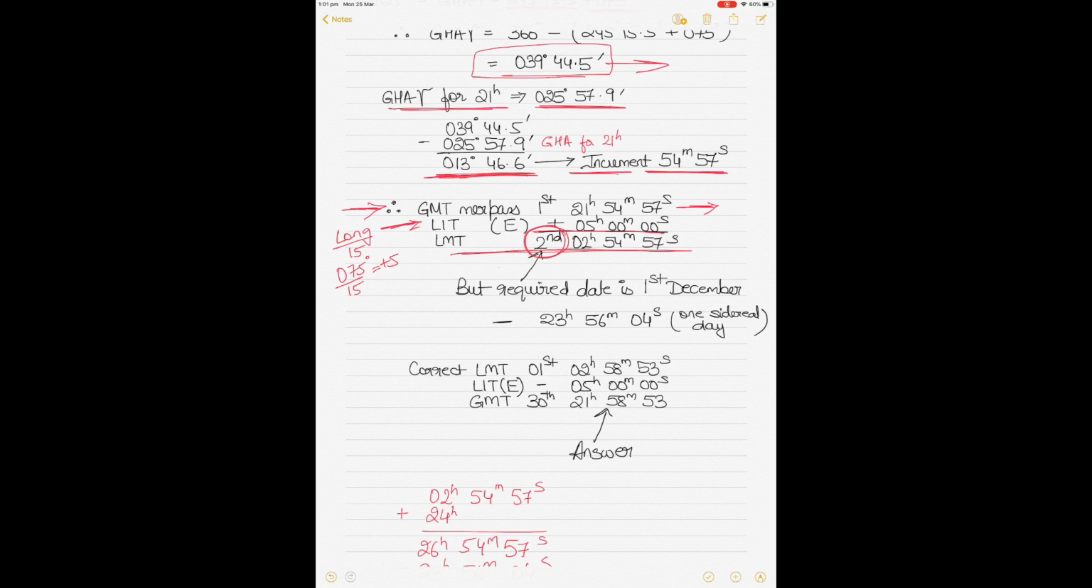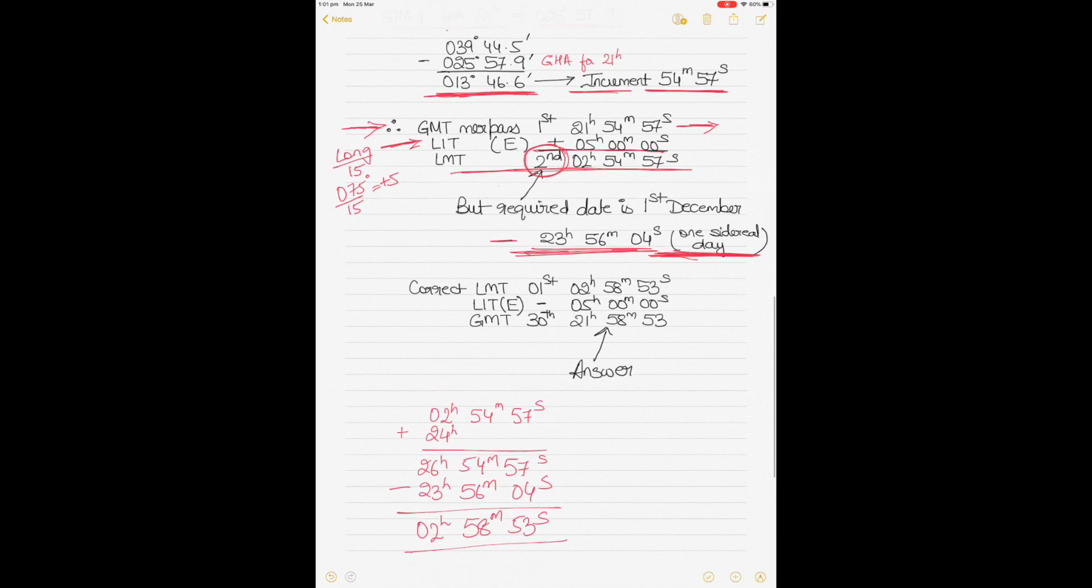Once I see that I'm on the next day instead of the previous day, I will subtract 23 hours 56 minutes and 4 seconds from the LMT to make it the previous day. This amount is equal to 1 sidereal day. Sidereal day is for the stars. So how do you do that?